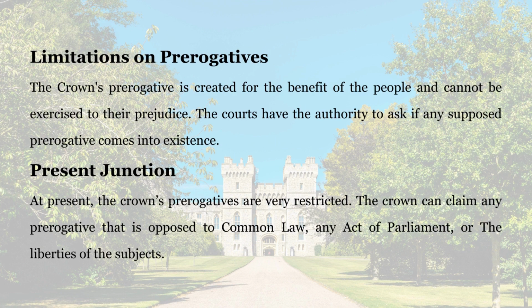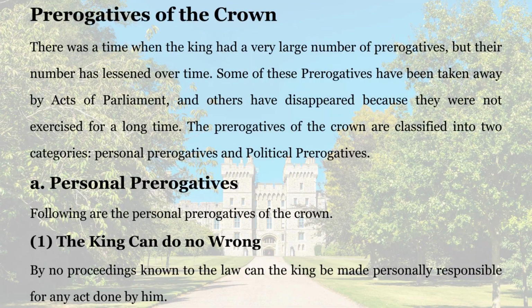Present position. At present, the crown's prerogatives are very restricted. The crown cannot claim any prerogative that is opposed to common law, any act of parliament, or the liberties of the subjects. Prerogatives of the crown. There was a time when the king had a very large number of prerogatives, but their number has lessened over time. Some of these prerogatives have been taken away by acts of parliament, and others have disappeared because they were not exercised for a long time.